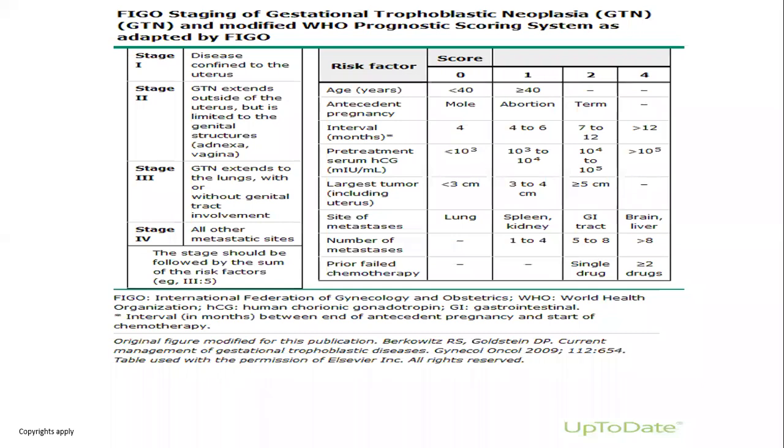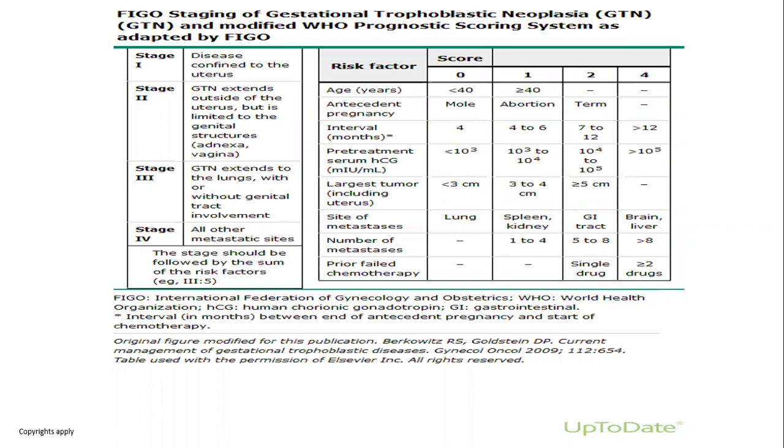Under the new one, age is scored as either 0 or 1. Then antecedent pregnancy up to 2. Then interval in months is from 0 to 4. You should note that under this score, there is no 3. It's either 0, 1, 2, or 4. For the pretreatment serum HCG levels, up to 4. Largest tumor size is scored up to 2. Then the site of metastasis, depending on the site, the lung is scored 0.